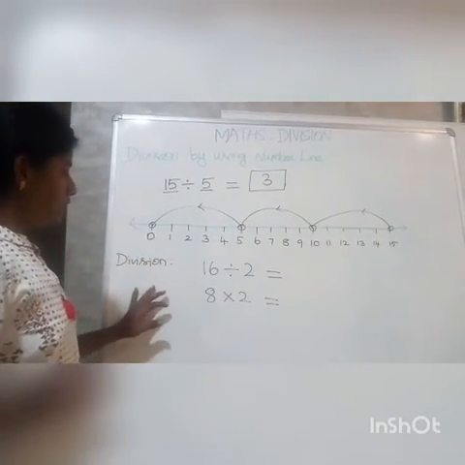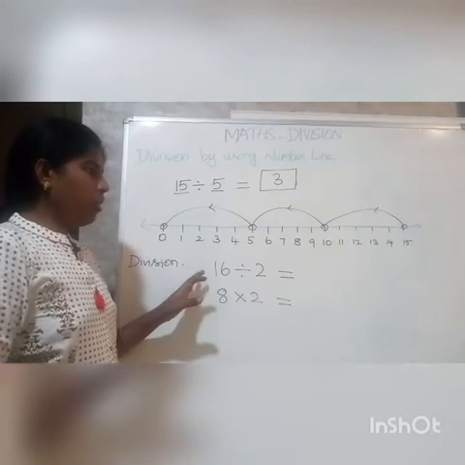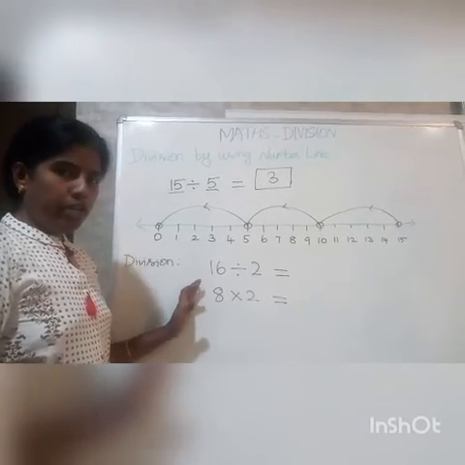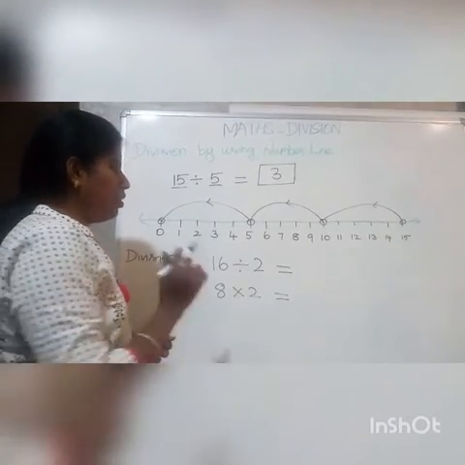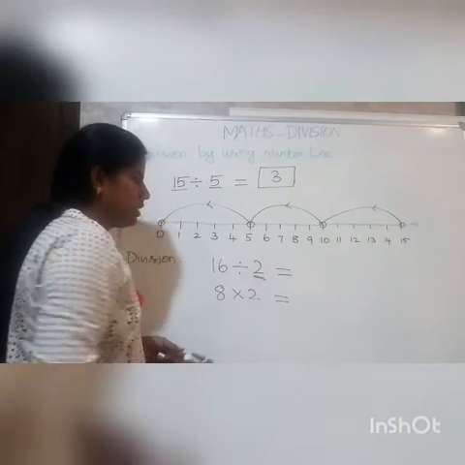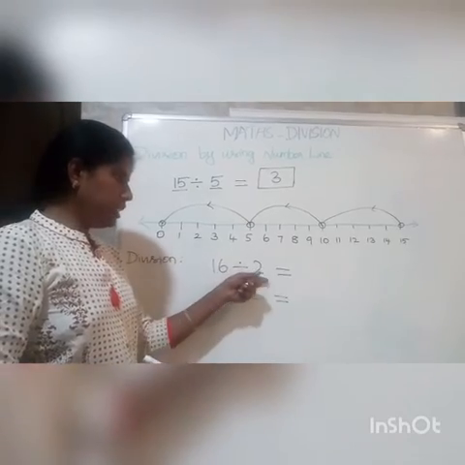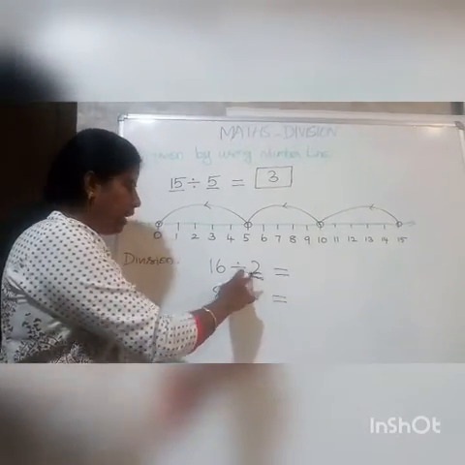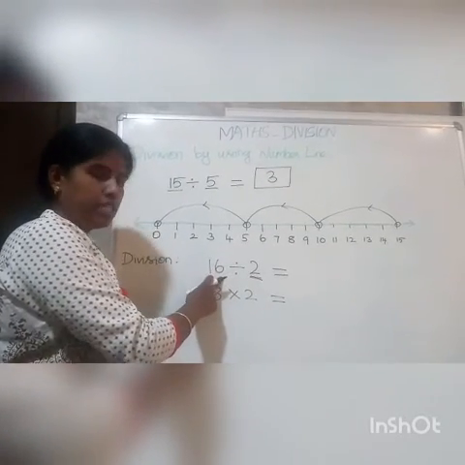Next is the division 16 divided by 2. This we are not going to do with the number line. This is the normal division that we are going to do. So 16 divided by 2. What we need to do is take this divisor. Divisor is the number which is there after this division symbol. So we need to say this table till we reach 16. So 2 tables till we reach 16.